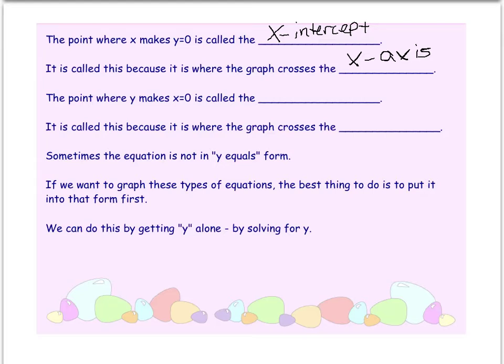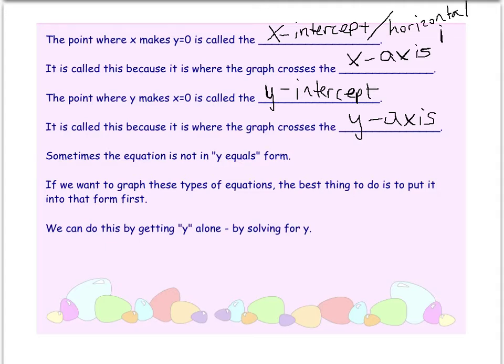The point where y makes x equal to 0 is called the y-intercept, because that is the point where the graph crosses the y-axis. Sometimes these are also called horizontal and vertical intercepts. So this would be horizontal intercept, and this is also called the vertical intercept.